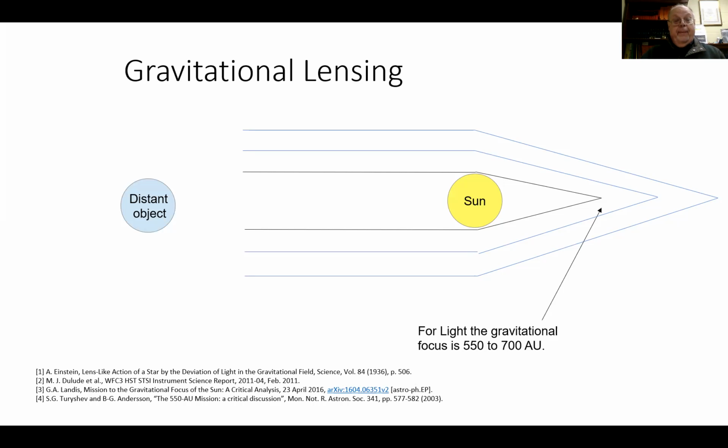And there's a lot of papers out there that describe the optics of gravitational lensing. Landis at Glenn NASA Space Center in Cleveland is one of them, or Slava at JPL is another reference that you could easily look up, and the references are included here at the bottom.